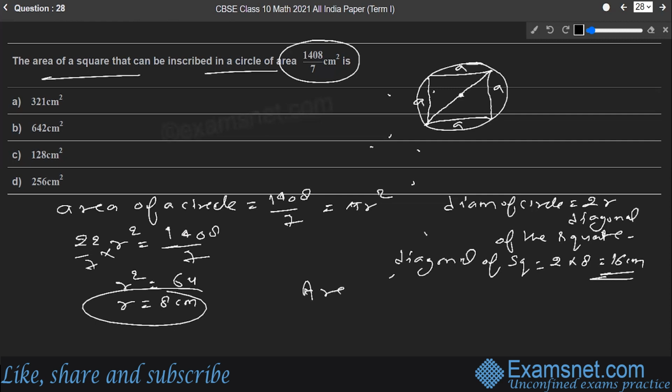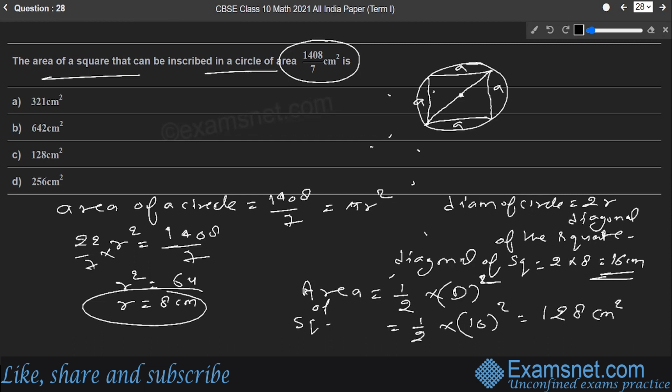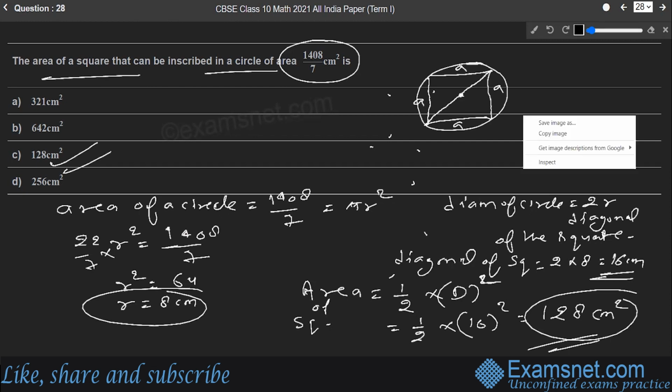We are supposed to find the area. There is a formula for the area of a square in terms of the diagonal, that is 1 by 2 into diagonal square. This is the formula of the area of a square in terms of the diagonal. We know the diagonal value, so it is 1 by 2 into 16 square. If we solve this further, it gives us 128 centimeter square. So that is going to be the right answer, which is available in option C, 128 centimeter square.